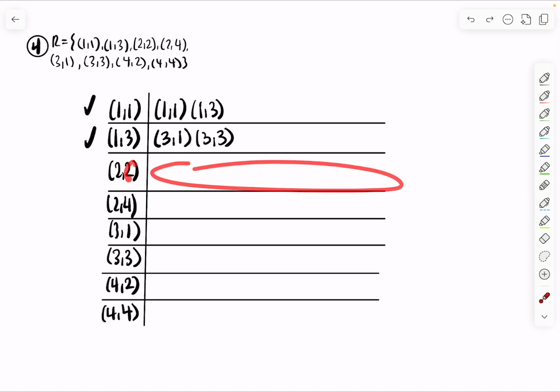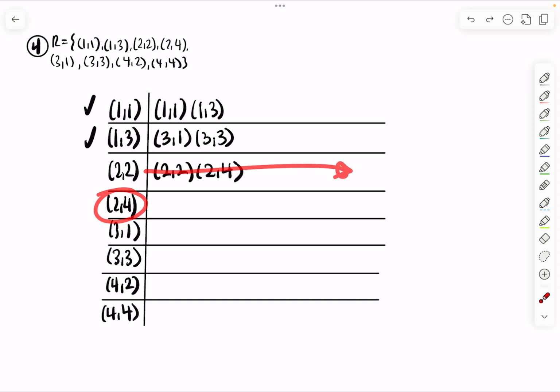Points that are going to go over here are ones that start with 2. Out of all of these, this one starts with 2, this one starts with 2. So (2,2) is going to go here, and (2,4) is going to go there. Same pattern. Is (2,2) a point in this relation? Yes. Is (2,4) a point? Yes. I'm done with all the points in this row, so I'm done with this point. Moving on to the next.